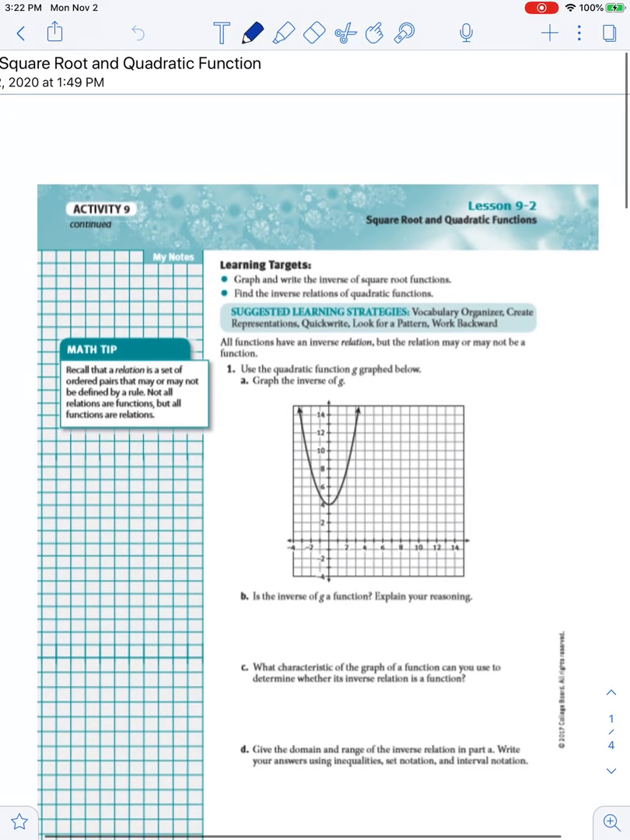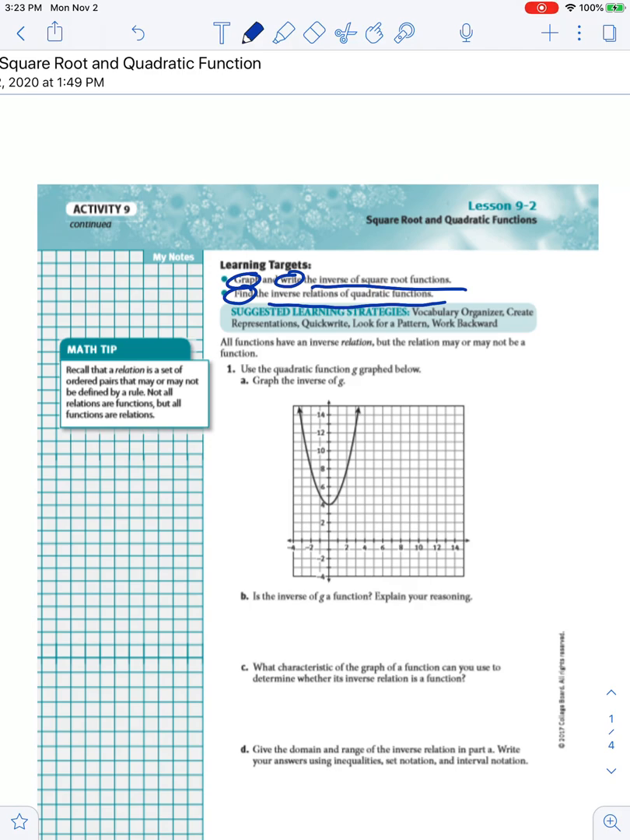Hello and welcome to Lesson 9-2, Square Root and Quadratic Functions. We're going to continue working on inverses. We're going to graph and write the inverse of a square root function and find the inverse relations of quadratic functions. So all functions have an inverse relation, but the relation may or may not be a function.